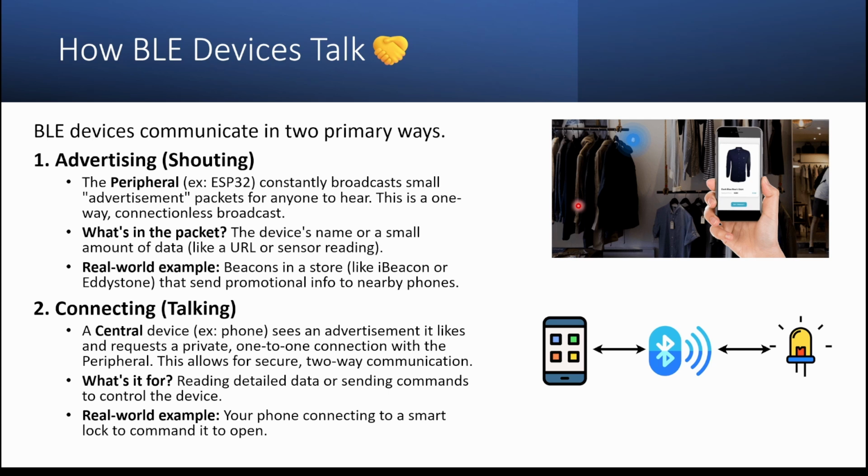So what is known as advertising? Advertising is constantly broadcasting a small advertisement packet. In this case, you're just advertising some offer. This is one-way communication from the beacon to your mobile phone, not bi-directional. It is just a broadcast and there is no need for a connection. And this will have very small data, like a URL or some sensor readings, etc.